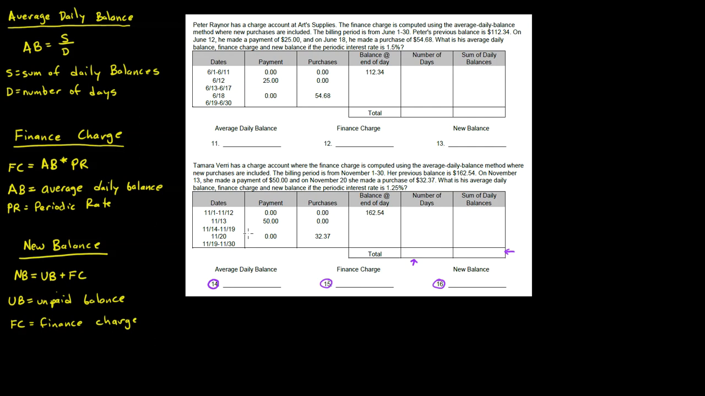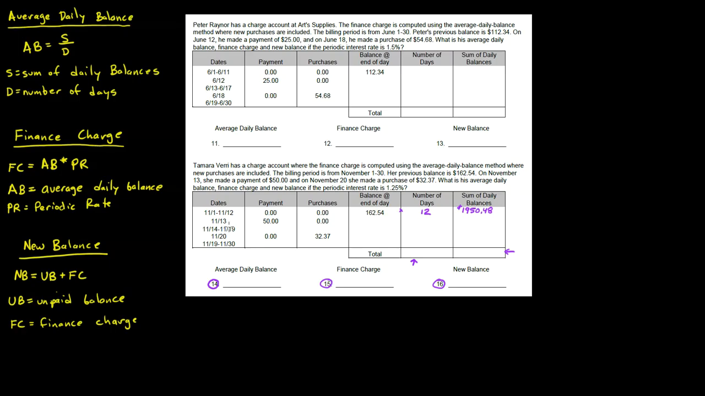So from 11/1 to 11/12, there were no payments, there were no purchases. The balance at the end of each of those days was $162.54. From the 1st to the 12th, that is a total of 12 days. So I take the balance from each of those days, I multiply it by the number of days, and that gives me the sum of the daily balances, which is $1,950.48.